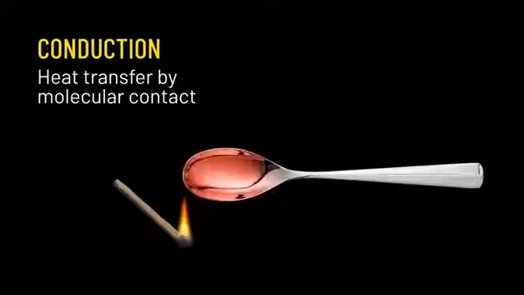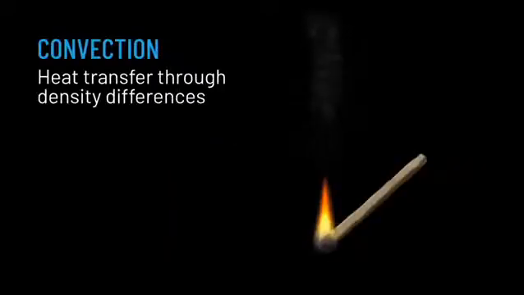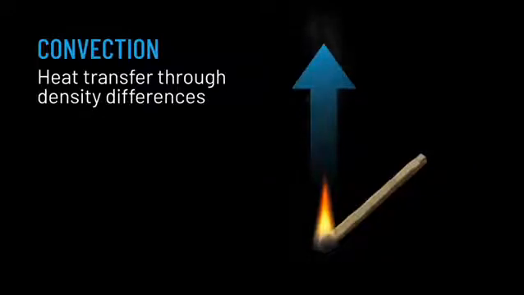We can see a spoon, and heat is transferred from one end of the spoon to the other end. This mode of transfer of heat by molecular contact is known as conduction. In this picture we can see a matchstick burning and the smoke going up, that is, hot air always rises up. Here the transfer of heat through density differences, through the molecules of the air, is known as convection. Here it requires a particular medium in order to transfer the heat.